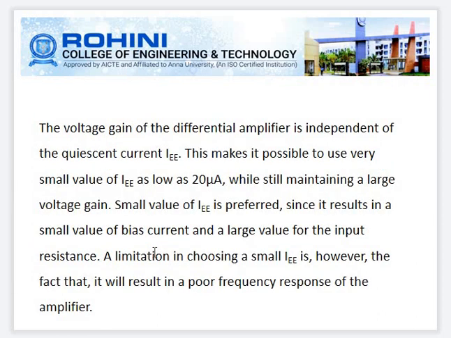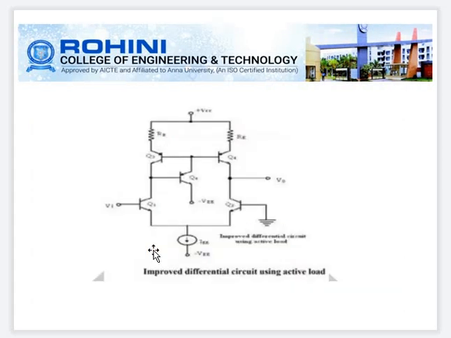The voltage gain of the differential amplifier is independent of the quiescent current IE. This makes it possible to use a very small value of emitter current, as low as 20 microamps, while still maintaining a large voltage gain. A small value of emitter current is preferred since it results in a small value of bias current and a large value of input resistance. A limitation in choosing a small value of emitter current is that it will result in a poor frequency response of the amplifier. So the improved differential amplifier circuit with active load is shown in the figure.